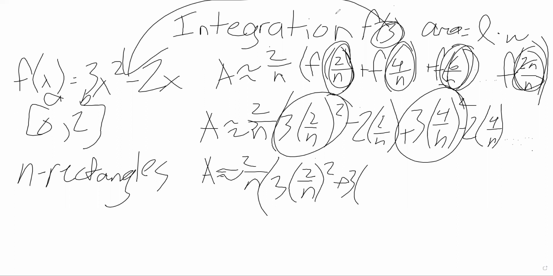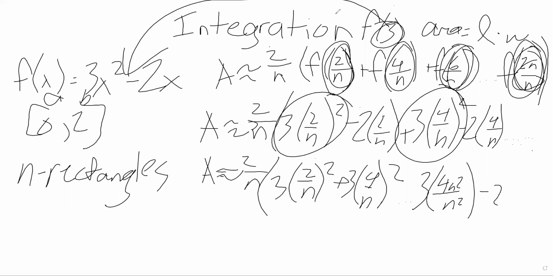all the way to the 3 times, so it would be 3 times 4n squared over n squared. And then we want to subtract 2 times 2n minus 2 times 4n, and then so on.